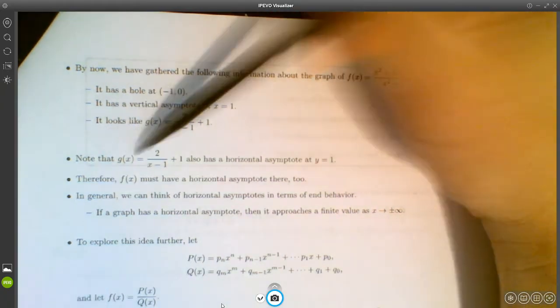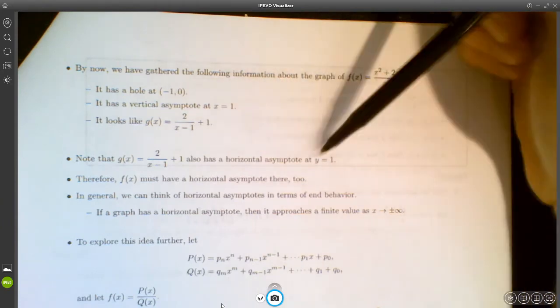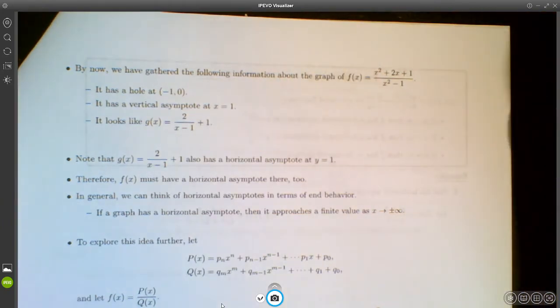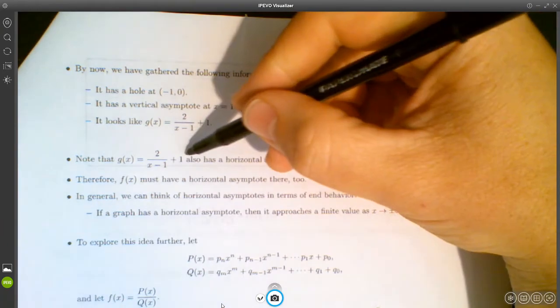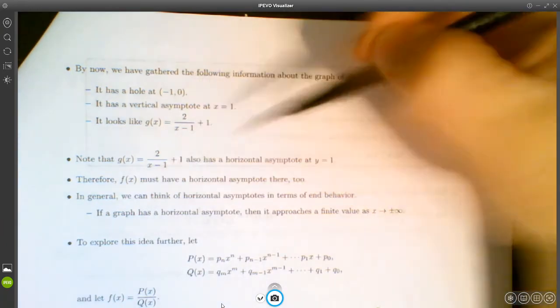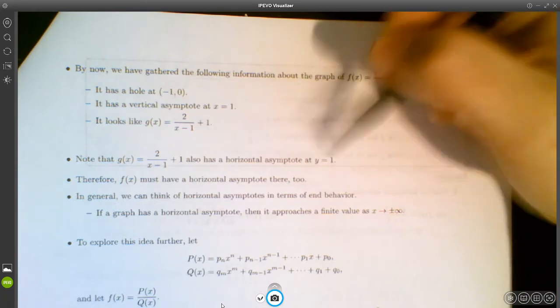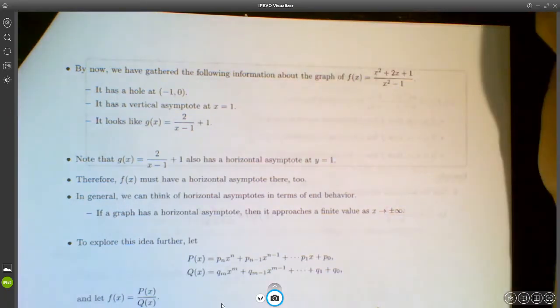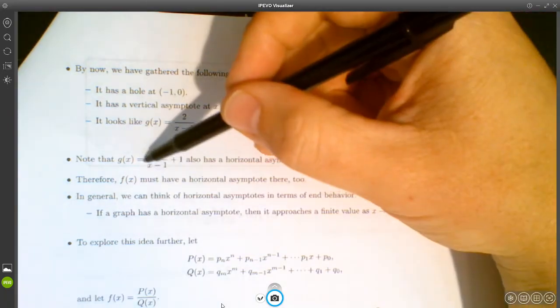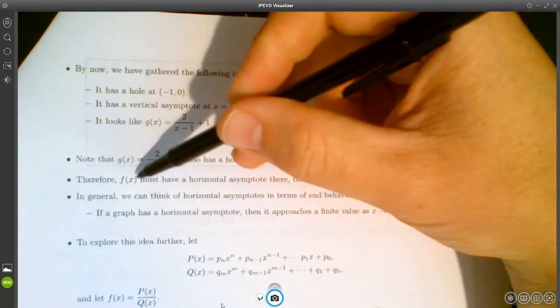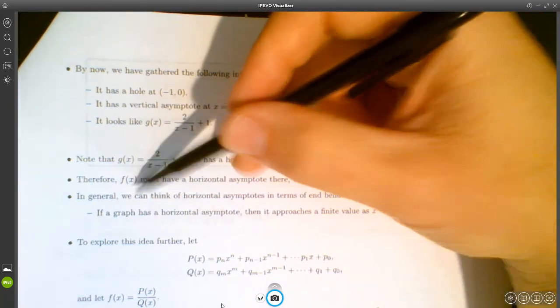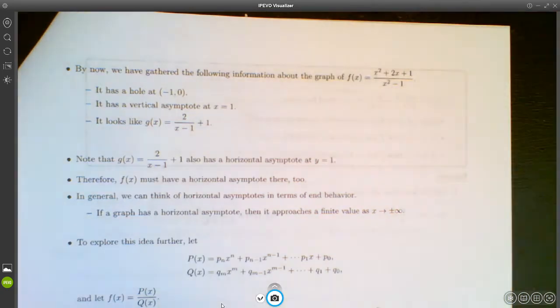Note that g of x also has a horizontal asymptote at y equals 1, which we talked about on the previous page, right? Because you're shifting this whole thing up 1 unit. So the horizontal asymptote that we usually have at 0 is now going to be a horizontal asymptote at 1. Since g of x has a horizontal asymptote at 1, and since f of x looks like g of x, f must also have a horizontal asymptote at 1.